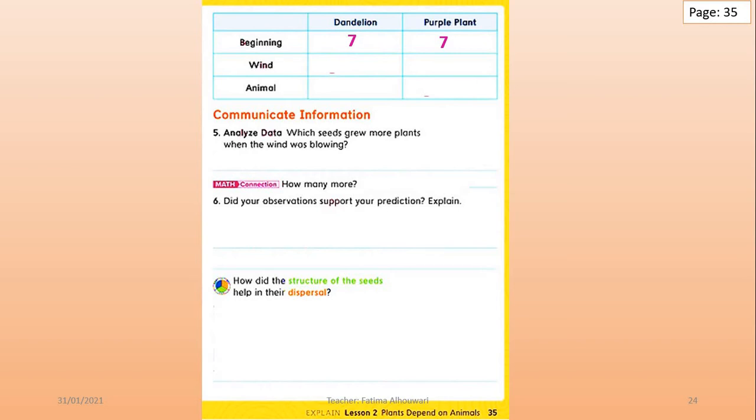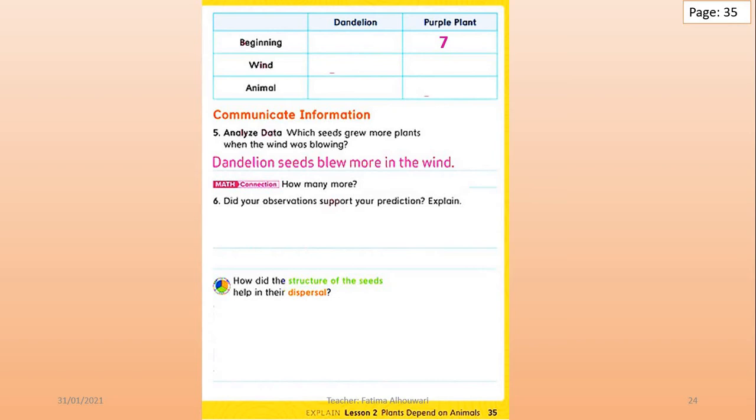We have more questions. Question number 5. Which seeds grew more plants when the wind was blowing? What do you think? Think about it and write your answer. For me, I think dandelion seeds blew more in the wind. Question number 6. Did your observation support your prediction? What do you think? Yes or no?